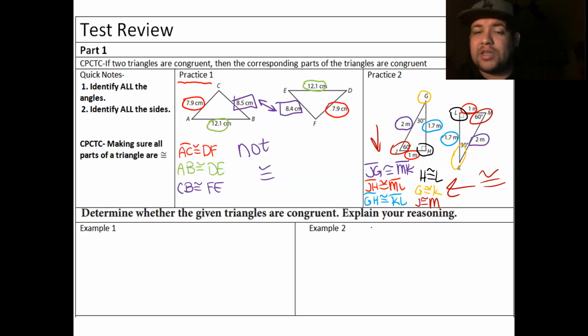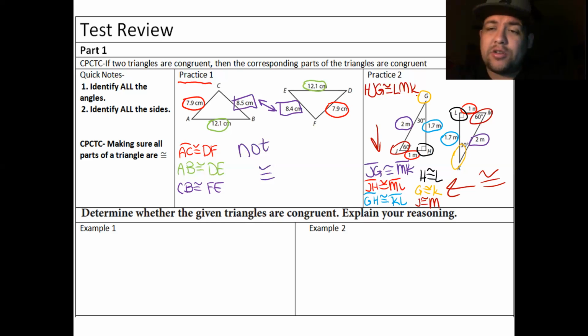I want you guys to still be able to give me a congruent statement. In this case, I would say that our triangle HJG should be congruent to triangle LMK. Right? Does that work? HJG and LMK. Yes, we're good. So that's our first part that we wanted to see.